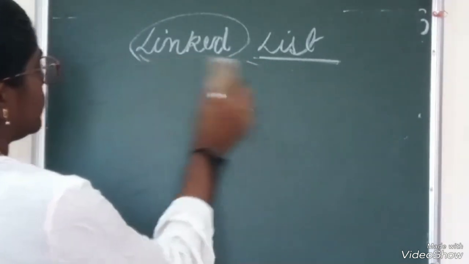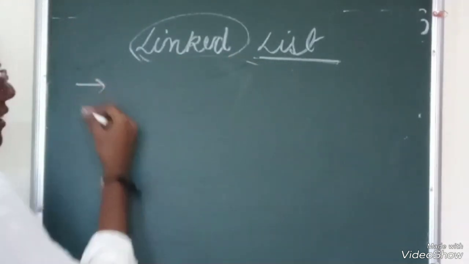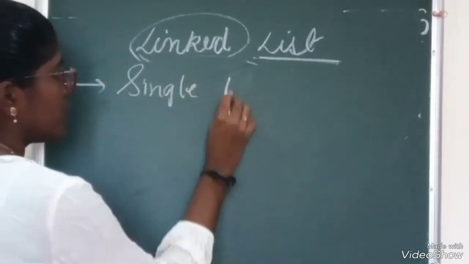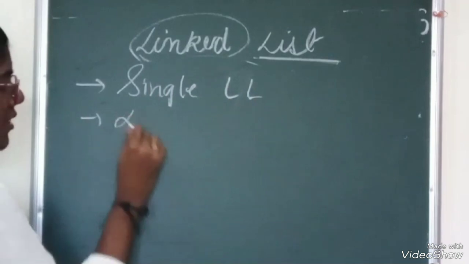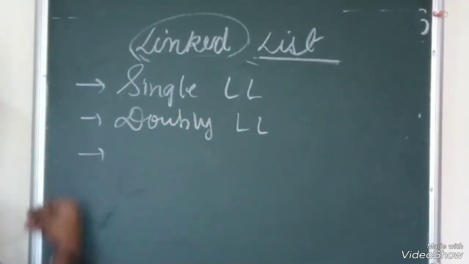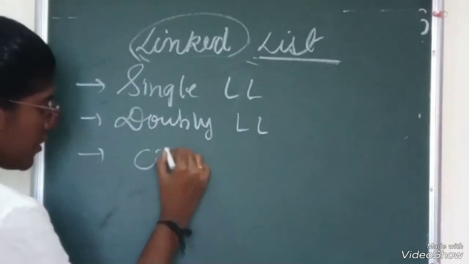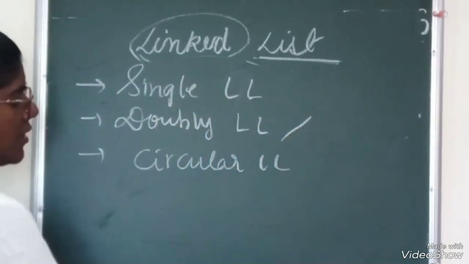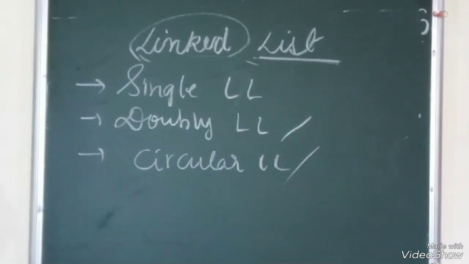In linked lists, we can have multiple types: single linked list, double linked list, and I can also have a circular linked list. We're gonna see further what the doubly linked list and circular linked list are. First, we'll try to understand what a single linked list is.